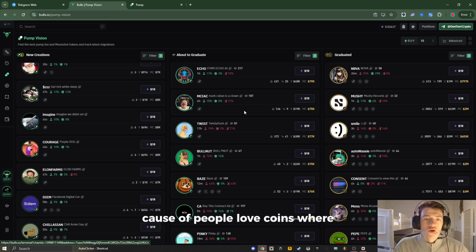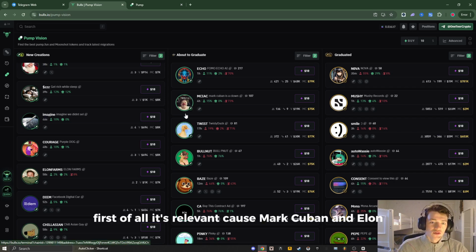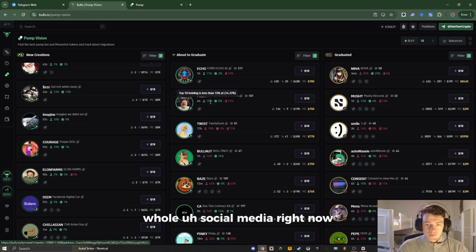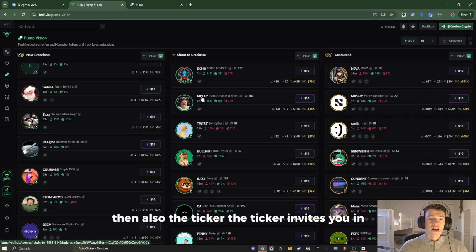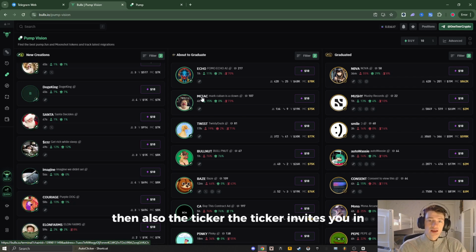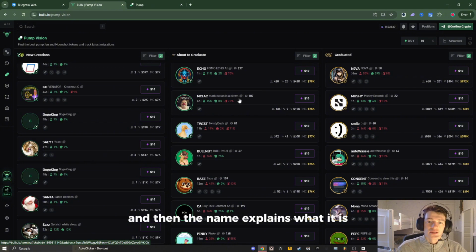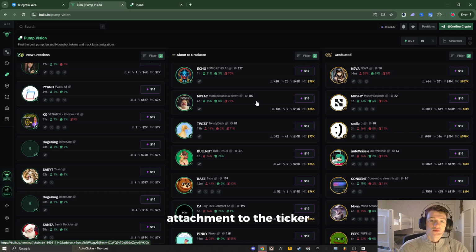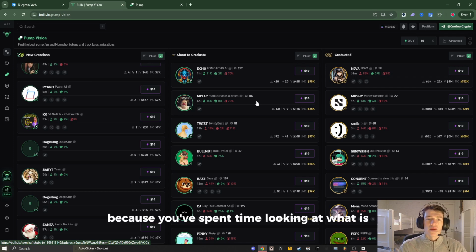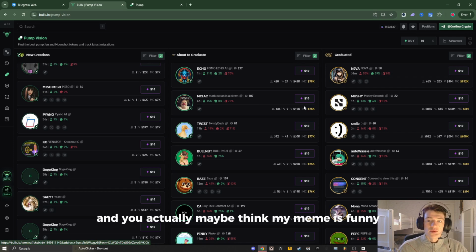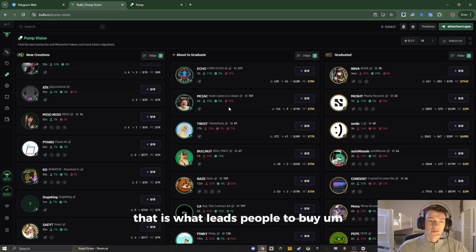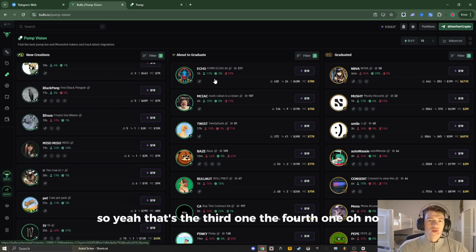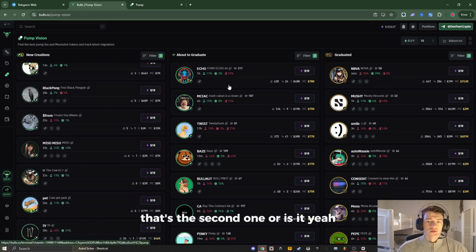Because people love coins where, first of all, it's relevant, because the Mark Cuban and Elon Musk beef is very hot on social media right now. Then also, the ticker invites you in, and then the name explains what it is. So in those couple of seconds where you feel emotional attachment to the ticker because you've spent time looking at what it is and you actually maybe think the meme is funny, that is what leads people to buy it. So yeah, that's the second one.